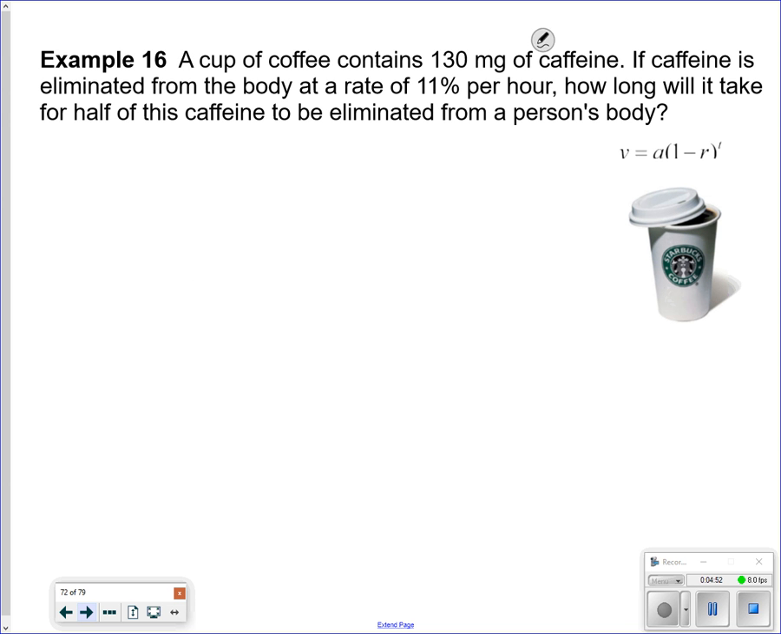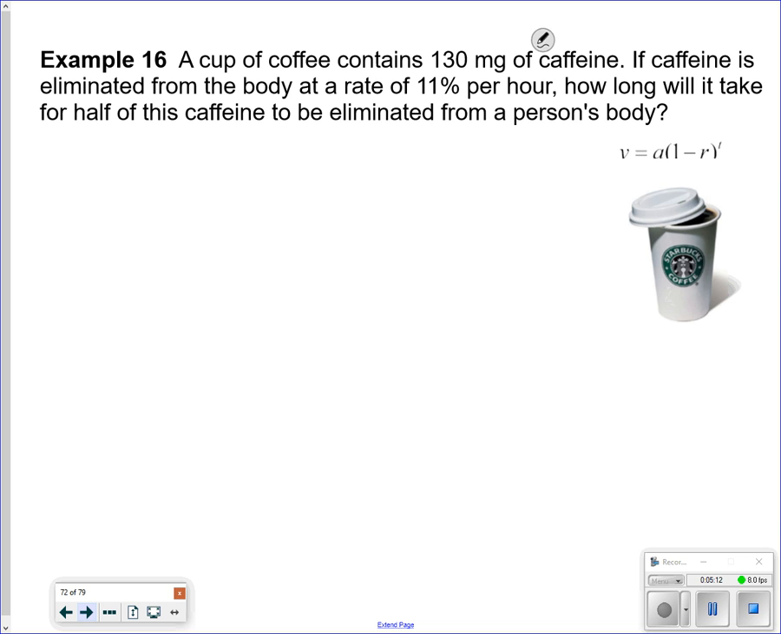Word problem. A cup of coffee contains 130 milligrams of caffeine. If caffeine is eliminated from the body at a rate of 11% per hour, how long will it take for half of the caffeine to be eliminated from the person's body? So a cup of coffee contains 130. They want to know when it's going to be at 65, so half.